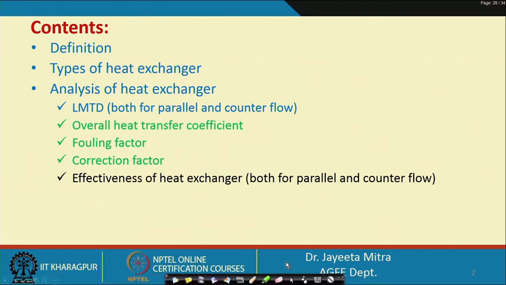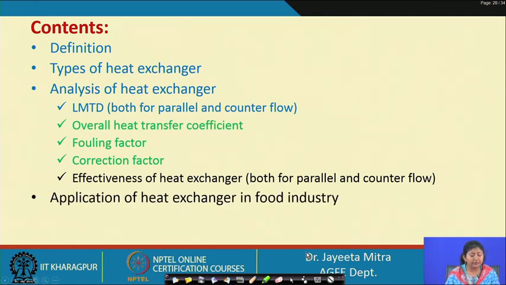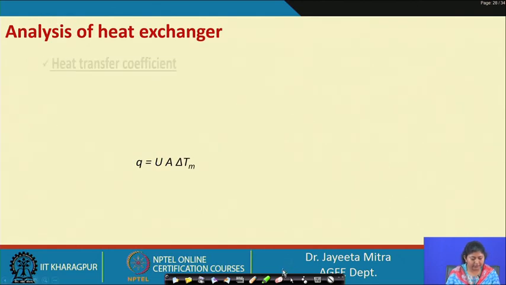So, of these three terms, the overall heat transfer coefficient is a very important factor. The overall heat transfer coefficient, surface area and log mean temperature difference, these three are very important for the design of any heat exchanger, right. So, let us see how we can define the overall heat transfer coefficient in this case.